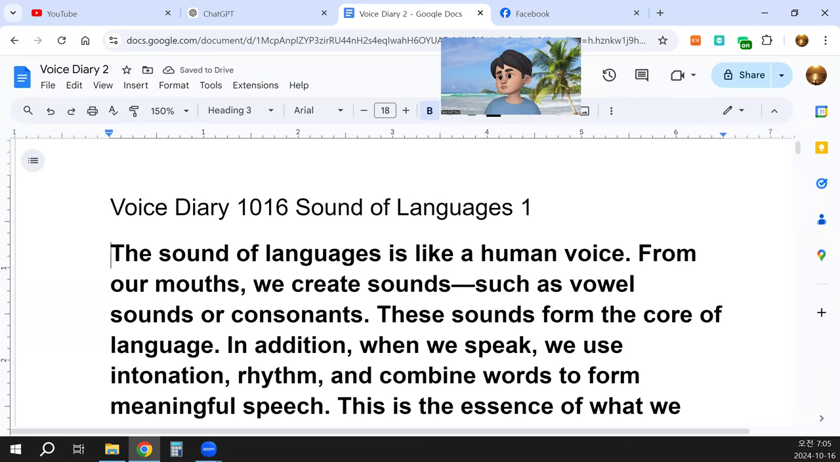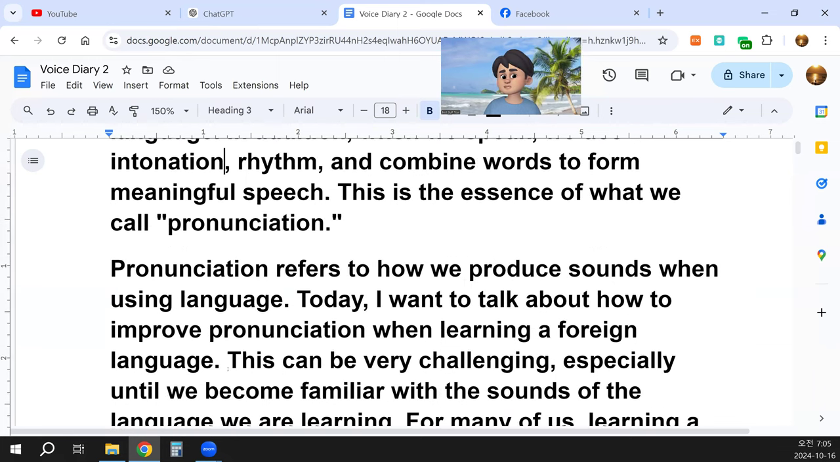The sound of language is like a human voice from our mouths. We create sounds such as vowel sounds or consonants. These sounds form the core of language. In addition, when we speak we use intonation, rhythm, and combined words to form meaningful speech. This is the essence of what we call pronunciation.